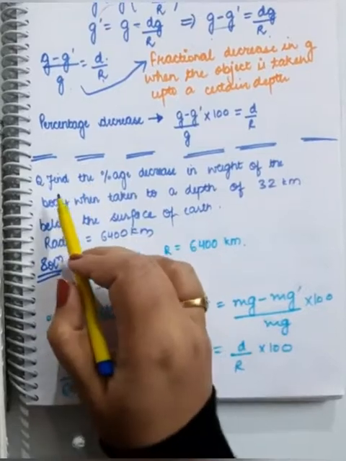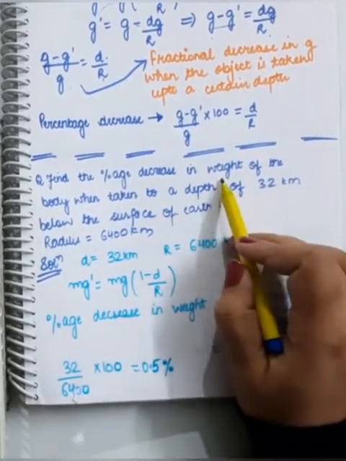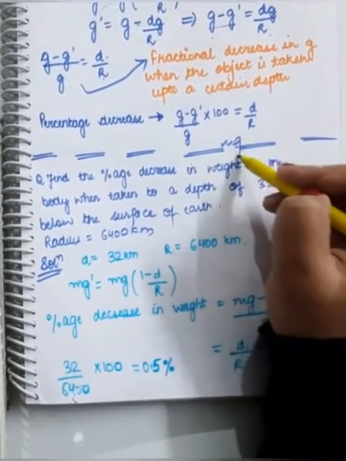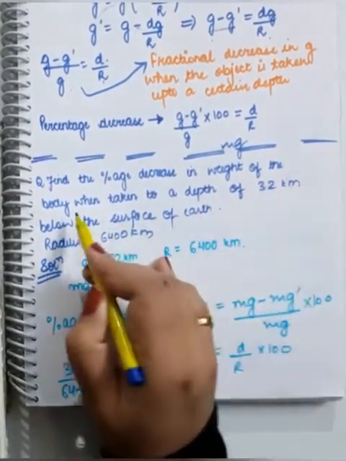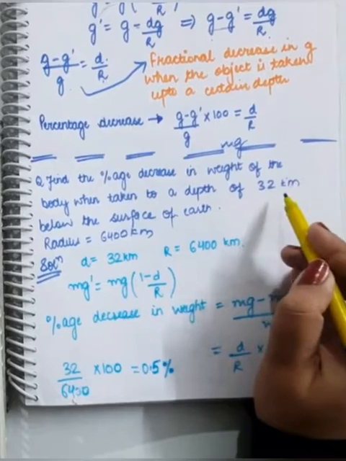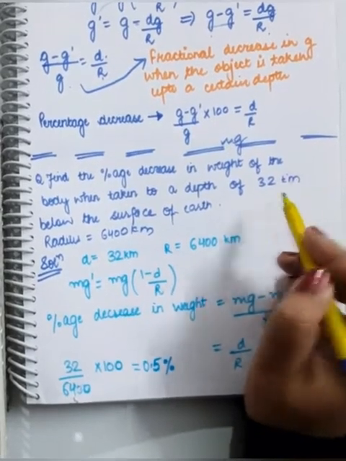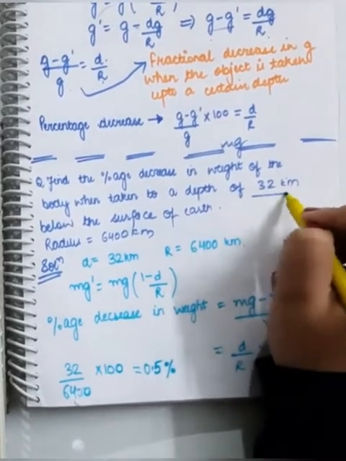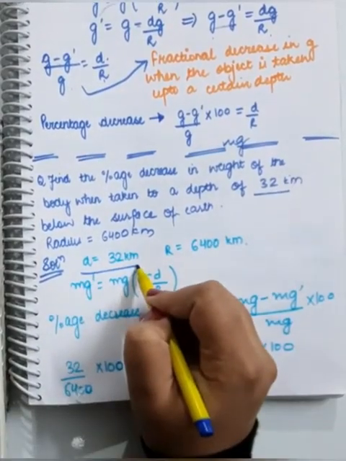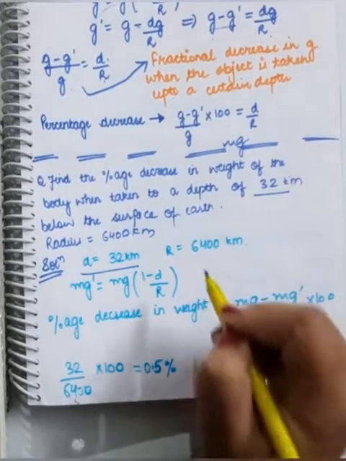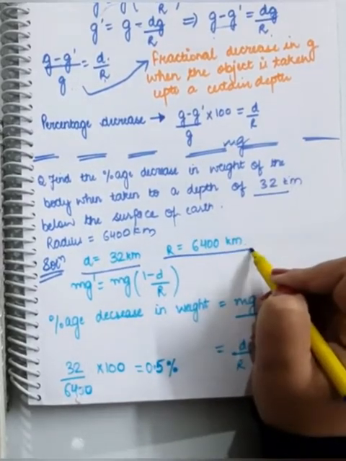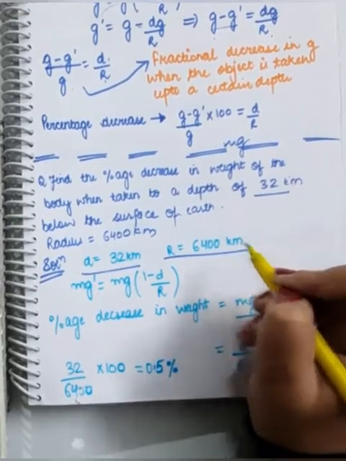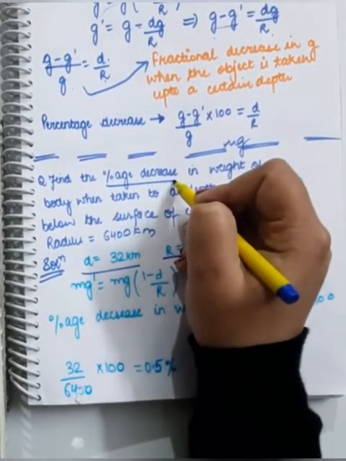Example: find the percentage decrease in weight of the body, weight being mg, when taken to a depth of 32 kilometers below the surface of the earth. So depth d is equal to 32 kilometers. Radius of earth is equal to 6400 kilometers. And now they have asked us the percentage decrease in weight.